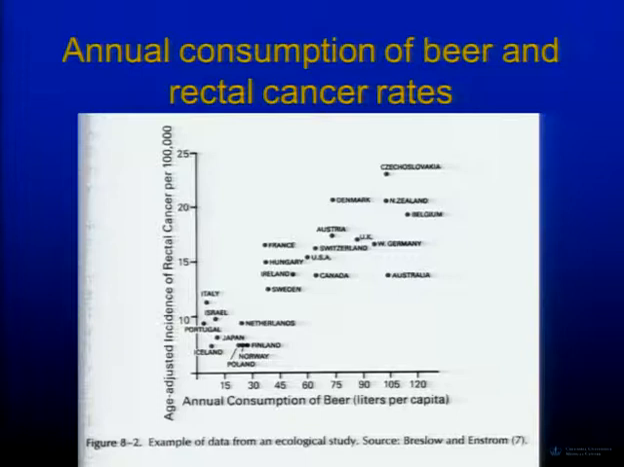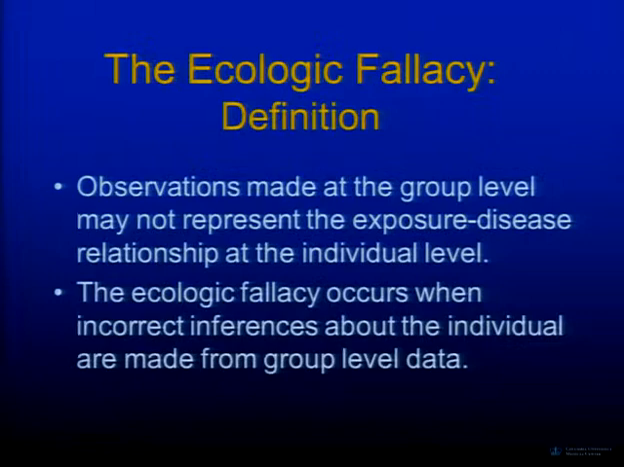And this is all given a global definition called the ecologic fallacy. What this says in a nutshell is that if you make observations at the group level, so country by country, it may not represent the exposure and disease relationship at the individual level. So you have to be very careful if you're reading or talking about an ecologic study that you don't try and say that this applies to data at the individual level. That would be an ecologic fallacy.